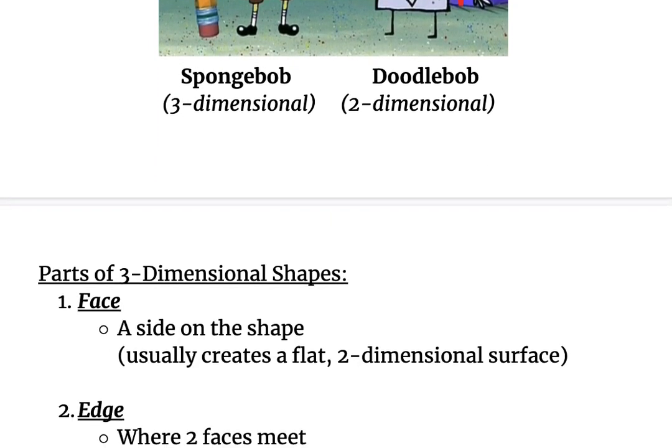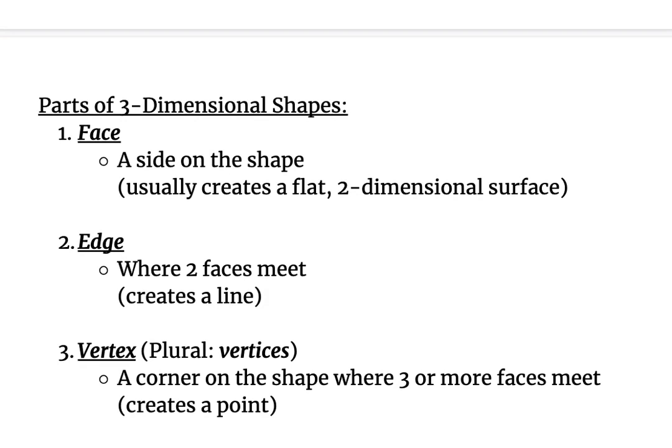There are 3 main parts to 3-dimensional shapes. They are the face, the edge, and the vertex. They are very important words that you're going to be using in our lesson, so be sure that you jot this down in your notebook.